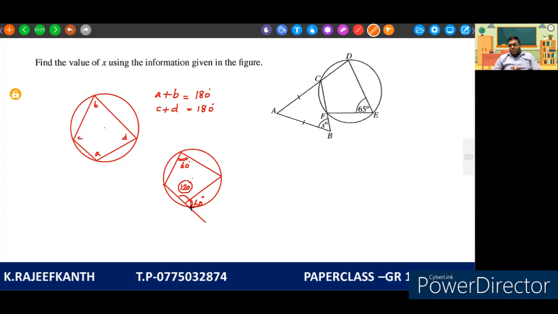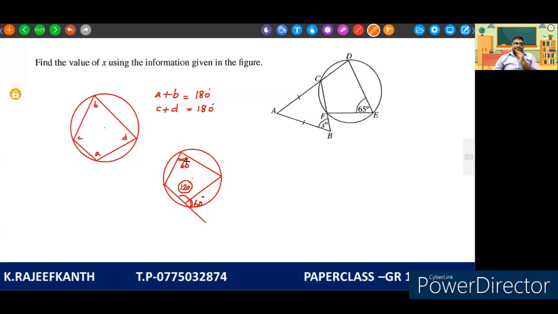Because the sum of these two angles is 180. These two angles are on the same straight line at a point. So this is 60 degrees. Here these two are equal. So the exterior angle is equal to the interior opposite angle. You will learn this in the third term in grade 11. So this is the cyclic quadrilateral.